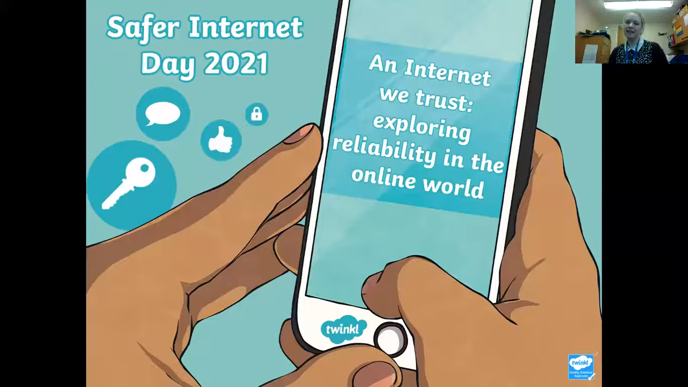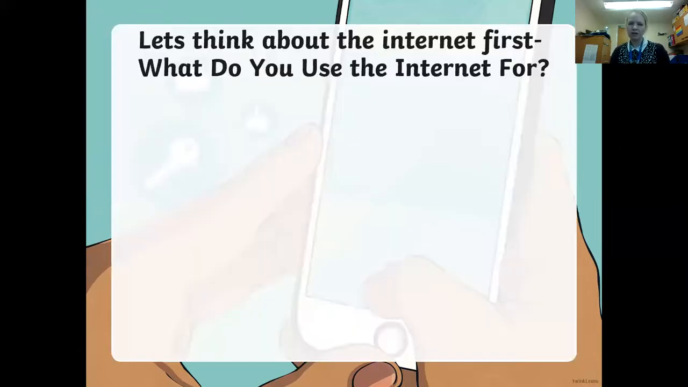So, Safer Internet Day 2021, and they have a theme every year, and this year's theme is An Internet We Trust, exploring the reliability in the online world. So let's think about the internet first. What do you use the internet for? Have a little think for me.